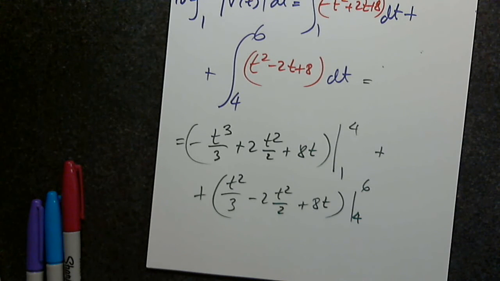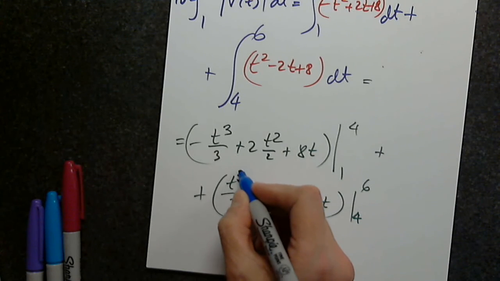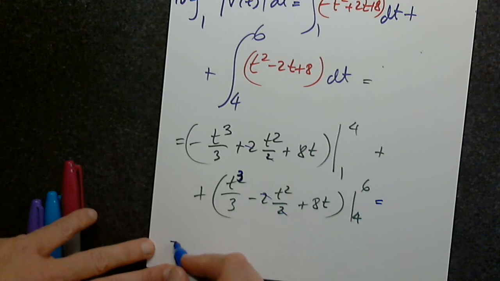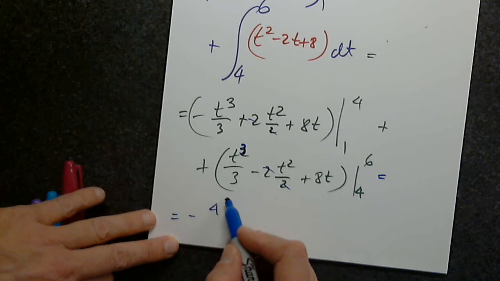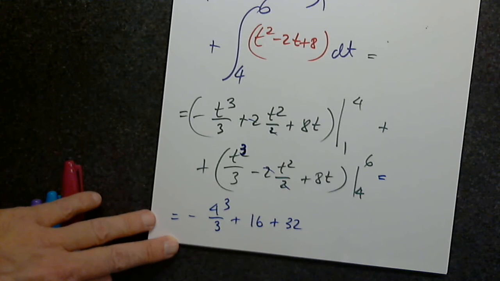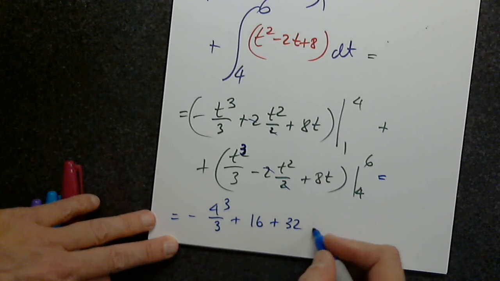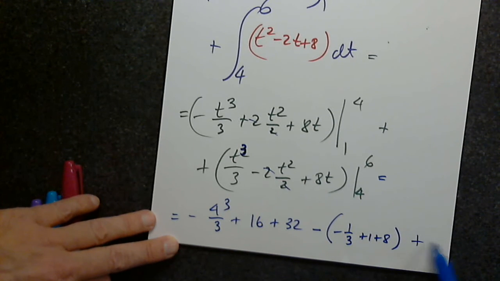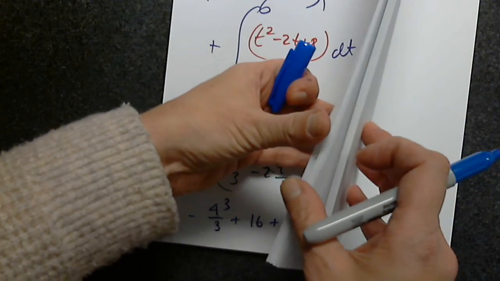Second one, t squared over 3 is... My apologies. Don't trust me today. Anything can happen. So negative 4 to the third over 3 plus 16 plus 32, minus, when I plug in 1, negative 1/3 plus 1 plus 8.